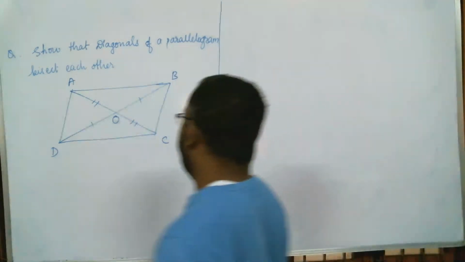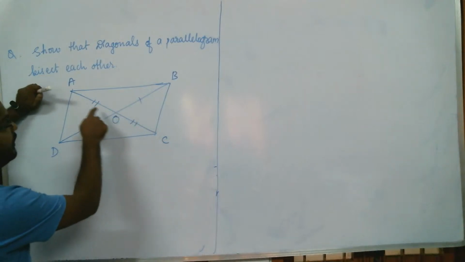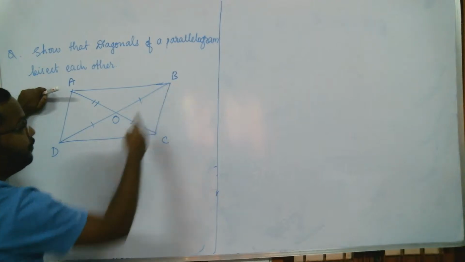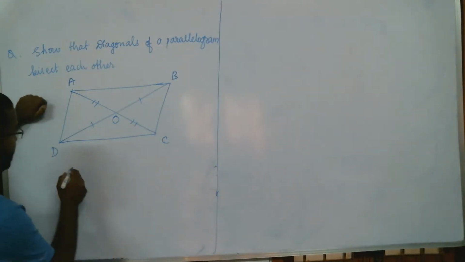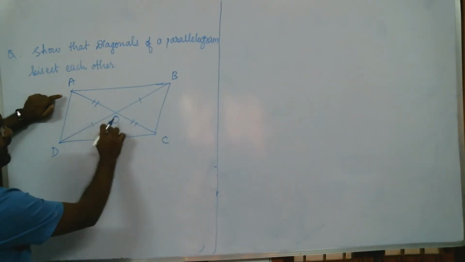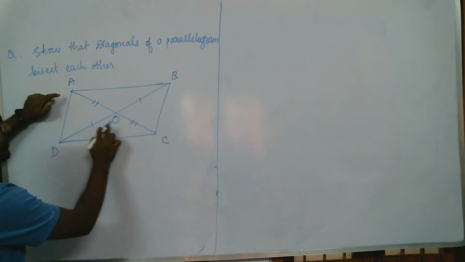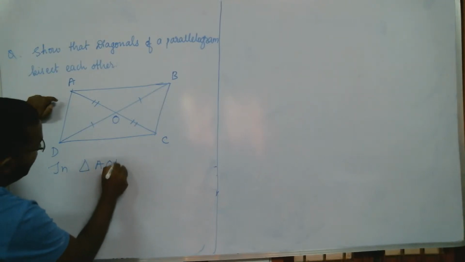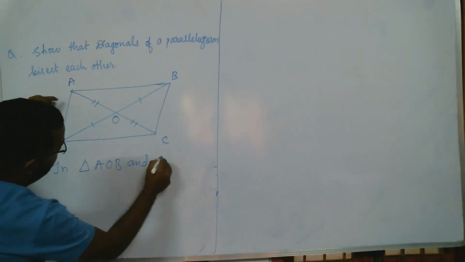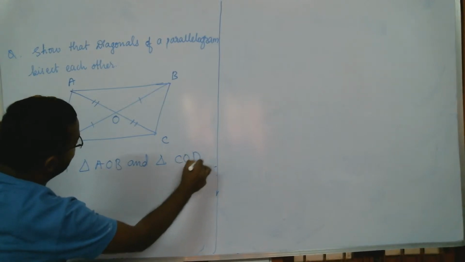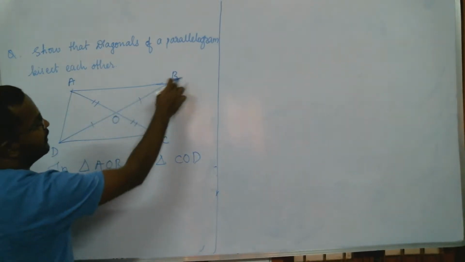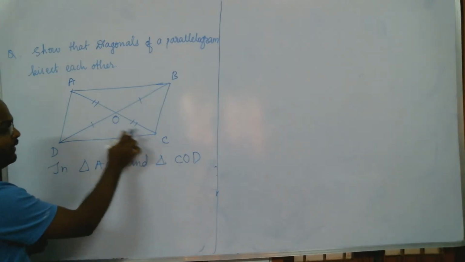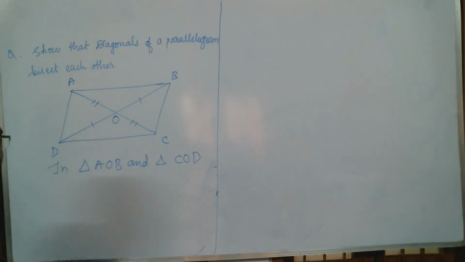See here, in order to prove this and this equal, and DO and OB as equal, what we have to do here is take triangle AOB and DOC. So in triangle AOB and in triangle COD. This triangle I am taking here, and the same way I am taking triangle COD. So these two triangles I am taking.